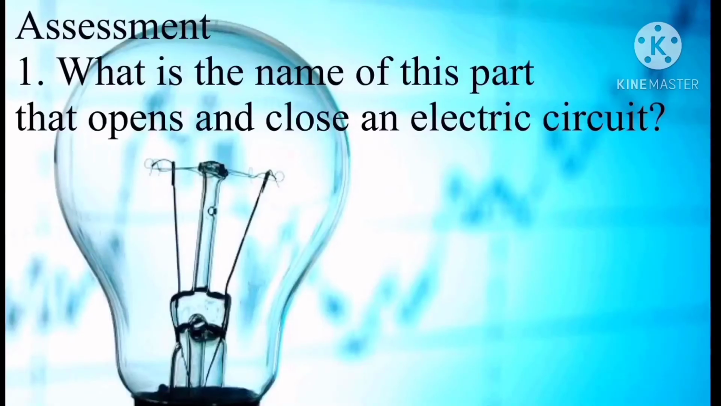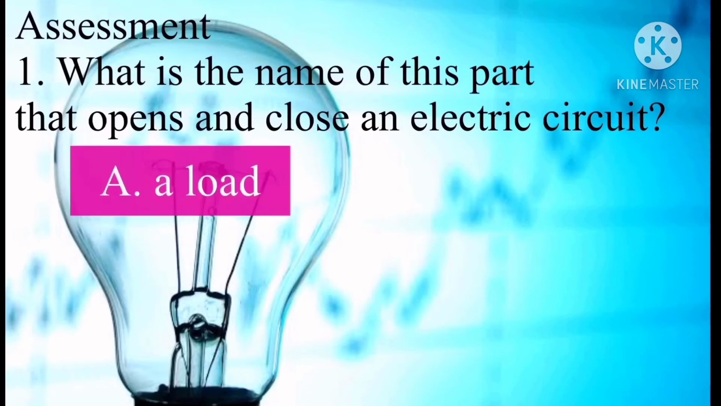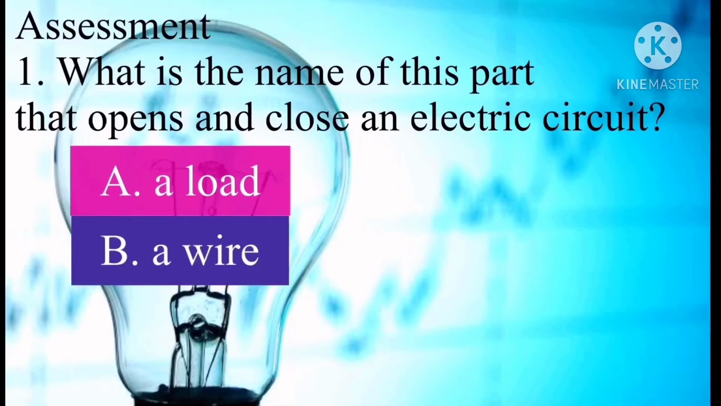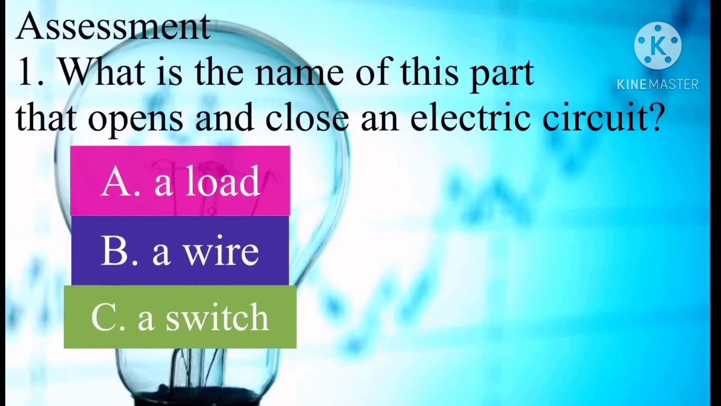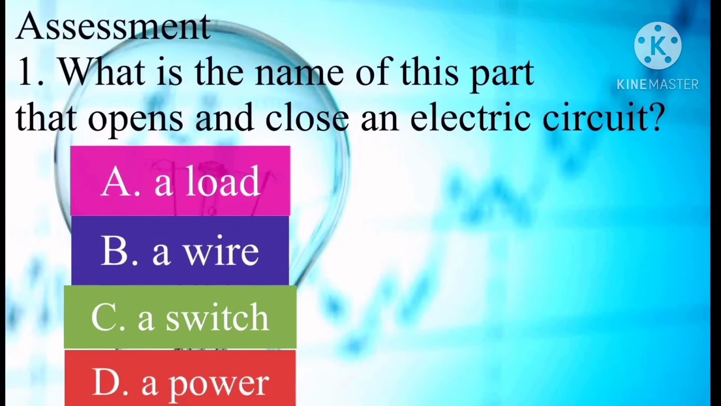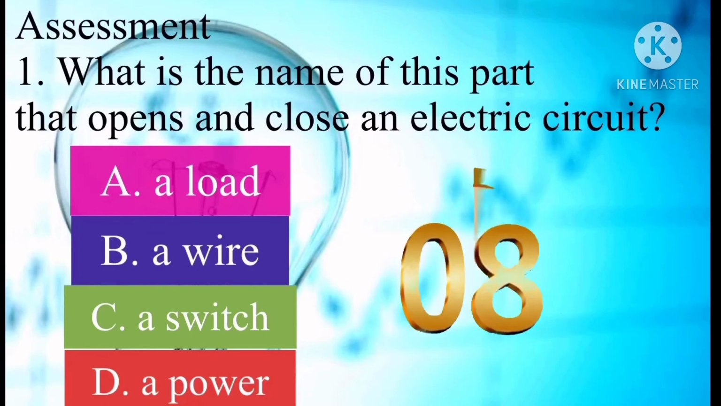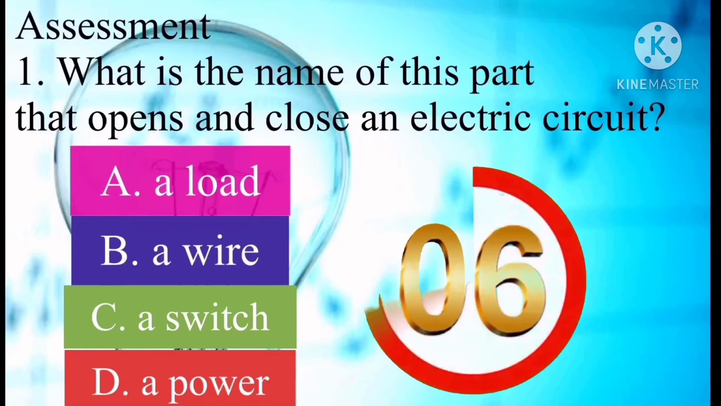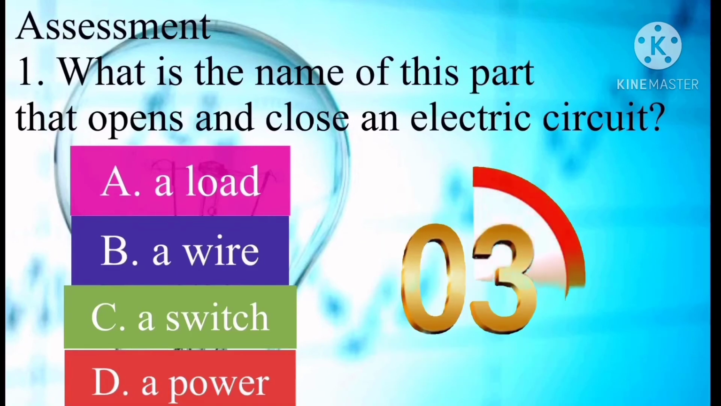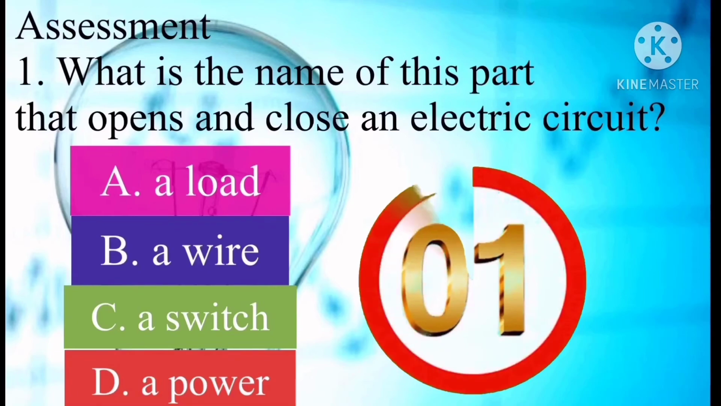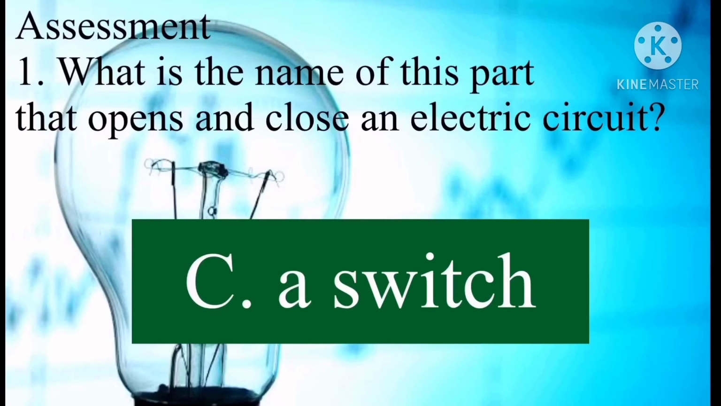Question number 1. What is the name of the part that opens and closes an electric circuit? A. A load. B. A wire. C. A switch. D. A power. Good job! You got the correct answer. The correct answer is letter C. A switch.